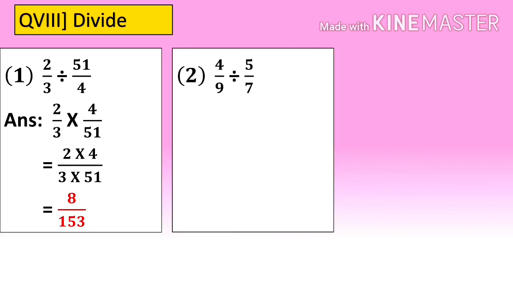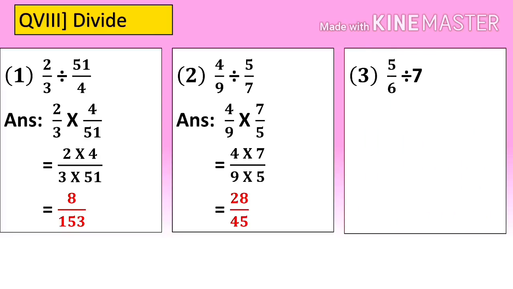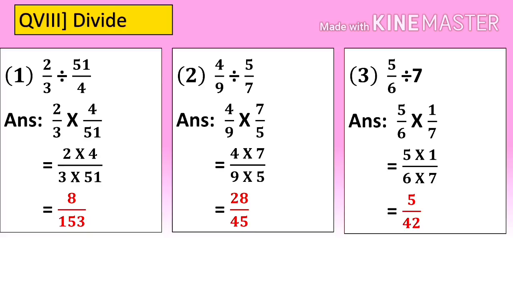The second divide is given: 4/9 divided by 5/7. The first fraction we will keep as it is. Divide becomes multiply. The second fraction becomes its reciprocal. 5/7 becomes 7/5. So 4 times 7 is 28, 9 times 5 is 45. And the third sum is given: 5/6 divided by 7. So 5/6 multiply. 7 reciprocal is what? 1/7. So 5 times 1 is 5, 6 times 7 is 42. Understood the divide? Okay.